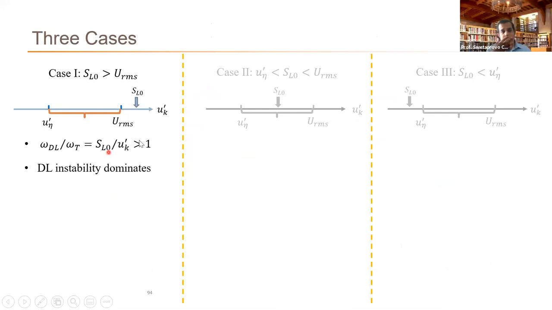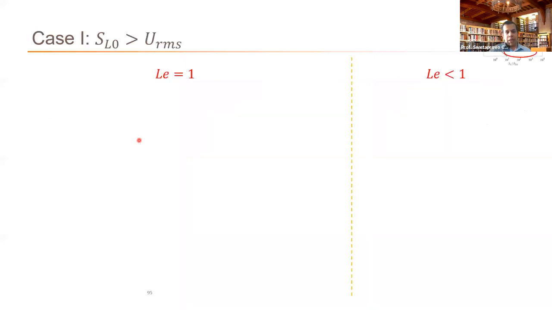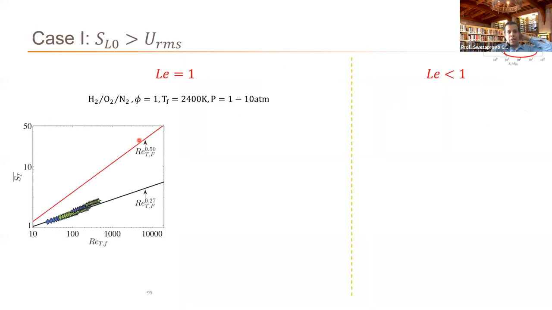All right. So here your Darrieus-Landau instability can essentially dominate. That's what we find in the wrinkled flamelet regime. Next, we can have a case where SL naught is greater than URMS. So if the Lewis number is equal to one, and if you plot the average flame speeds with the Reynolds number, we can find that in this regime, the exponent is essentially equal to 0.27.